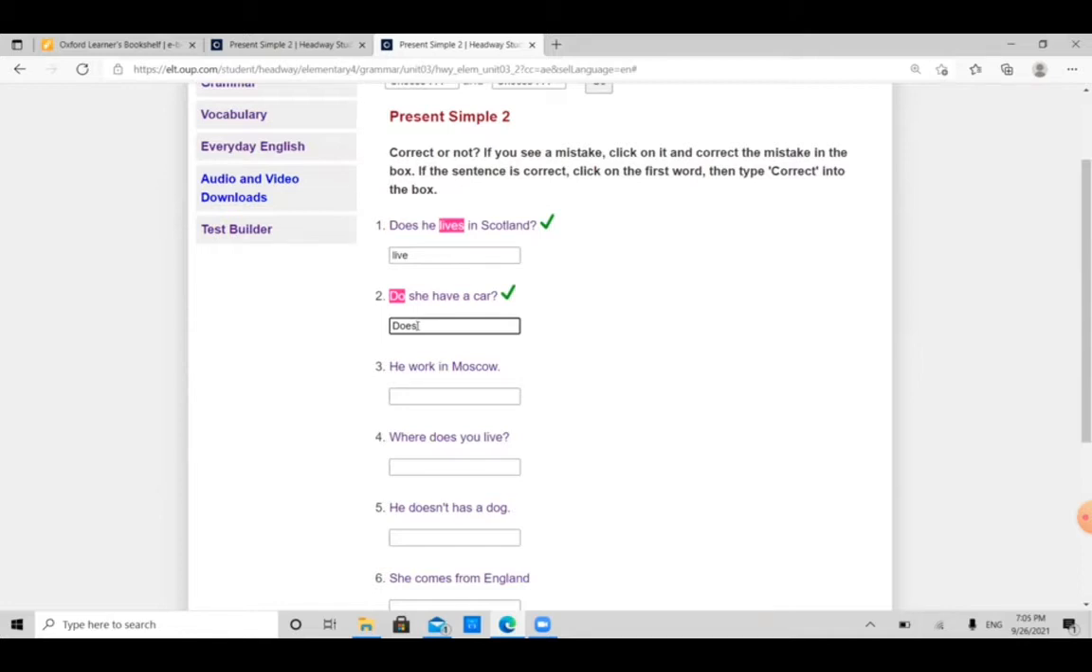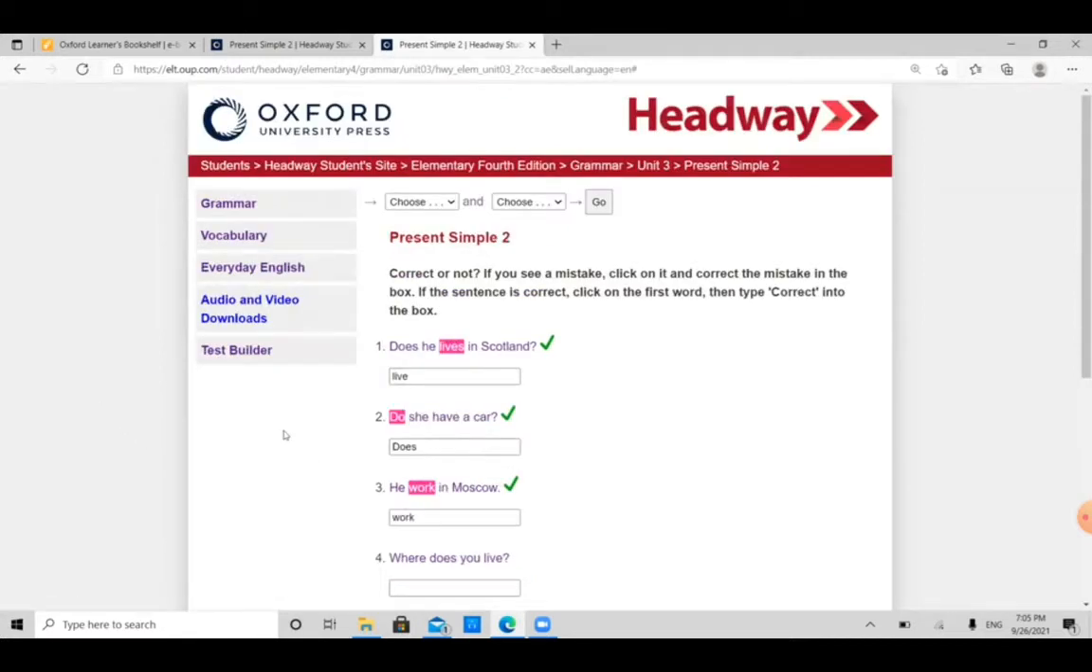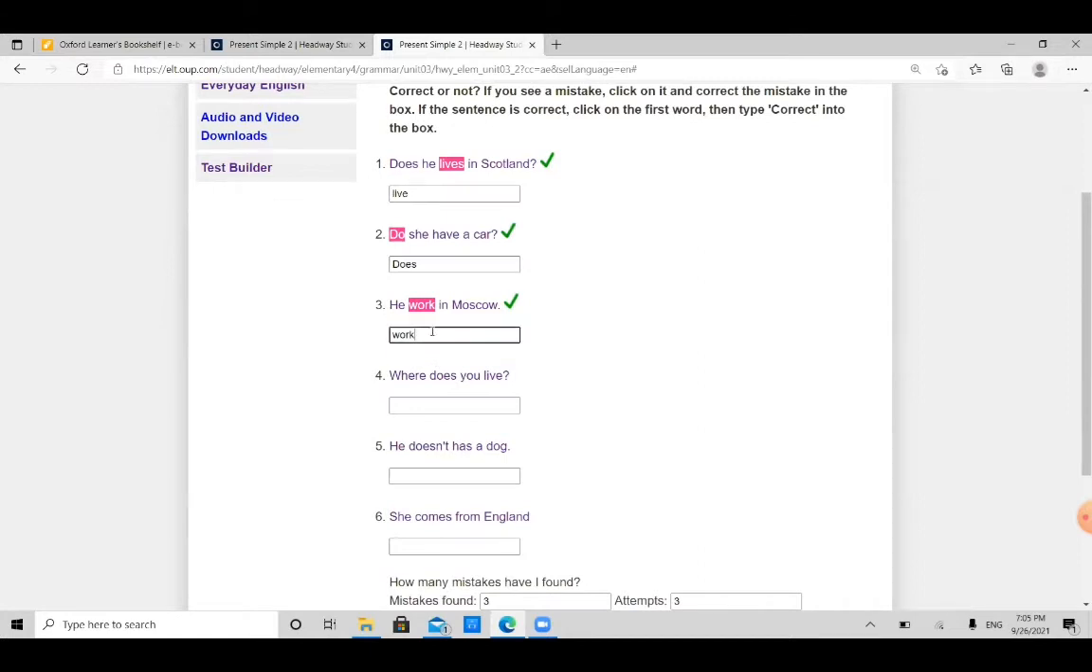Khulud? He works in Moscow. Very good. Why did you add s? Singular, he, she, it. Yes, we add s to the present simple verb because the subject, we call he, she, it, third person singular subject. Thank you, Khulud. Muna?